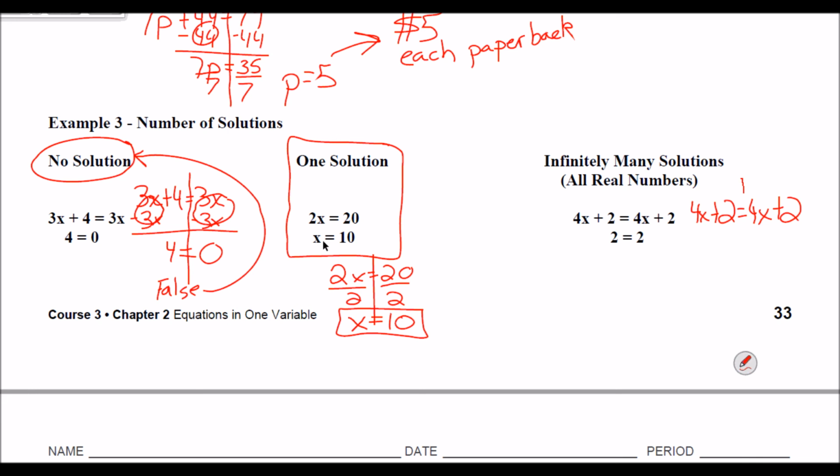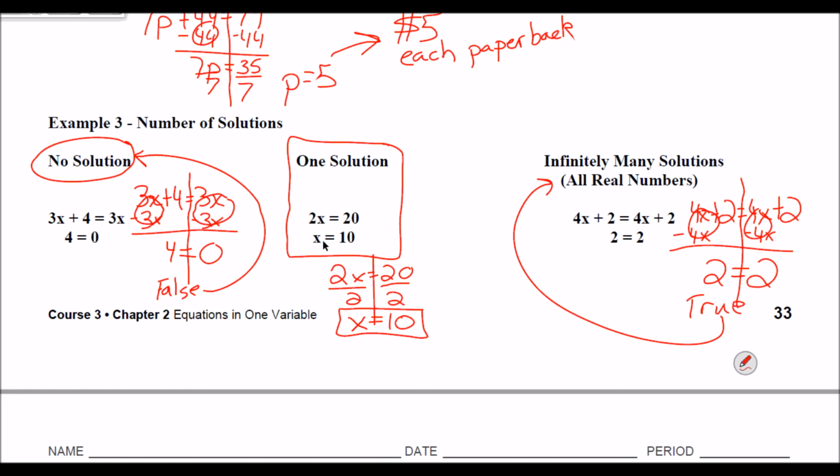But again, just to prove it, we don't have parentheses, we don't have like terms, so I'm ready to move the smaller of the two variables. And what do you notice? Again, we have the 4x on the left side and the 4x on the right side. And because of that, we know we're going to end up with one of those strange answers. We're going to end up with 2, which is equal to 2. And this time, instead of being a false statement, that is a true statement. And with a true statement, that leads us to the answer of all real numbers.